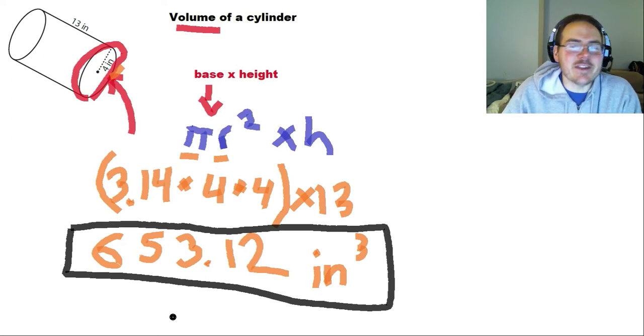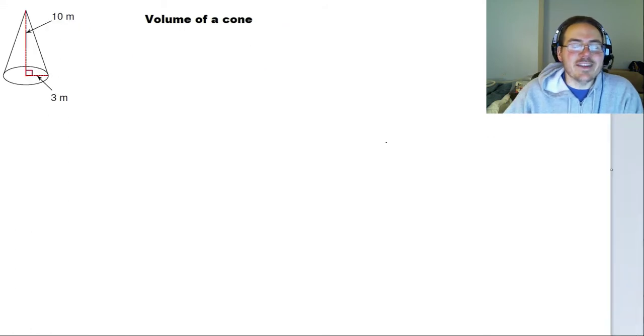Let's try a different shape that also involves a circle. Okay, so this shape is called a cone. Just like the cylinder, it has a base that is a circle. So pi is going to come in here somewhere. It turns out the volume of a right cone is as follows.